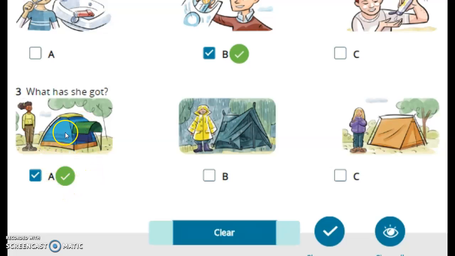This is the correct answer. Has she got a fancy tent?